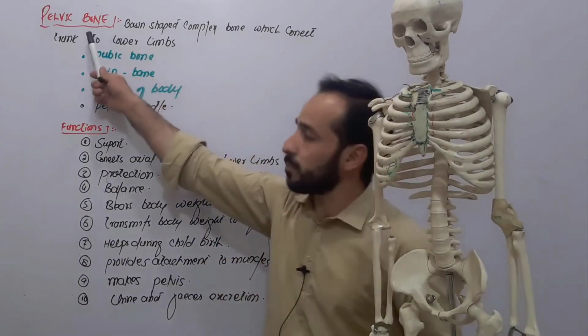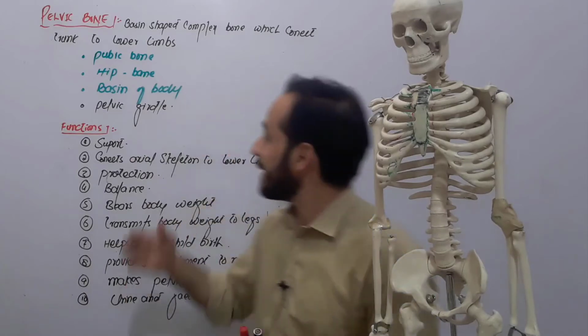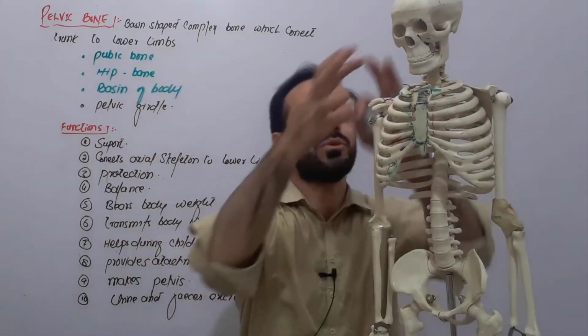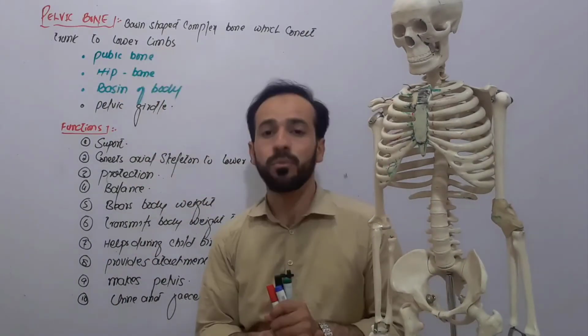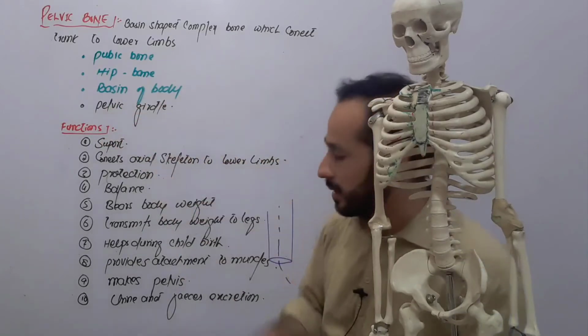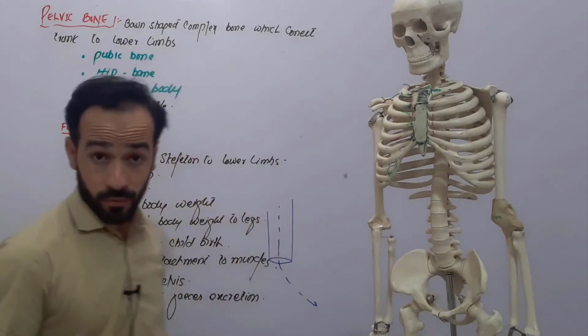So what is pelvic bone? Once again, pelvic bone is a basin shaped bone which connects your trunk, or we will say your axial skeleton, to the lower limbs. It is also known as pubic bone, hip bone, basin of the body, and pelvic girdle. And these are certain functions of your pelvic bone which it performs in our body.